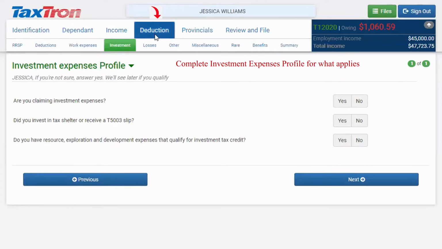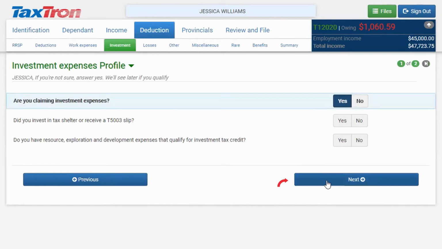In the deduction profile, you will have the investment profile. And in the investment profile, you will answer the first question: Are you claiming investment expenses? You will click yes and then click next.